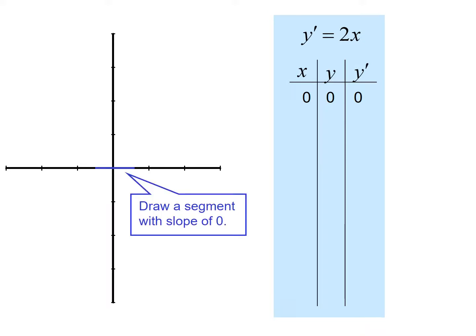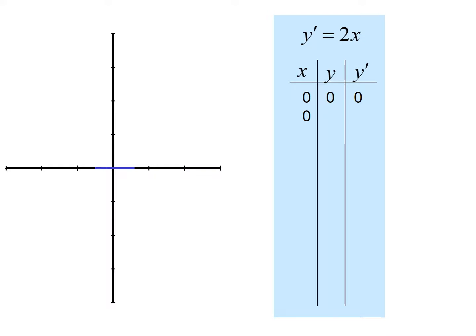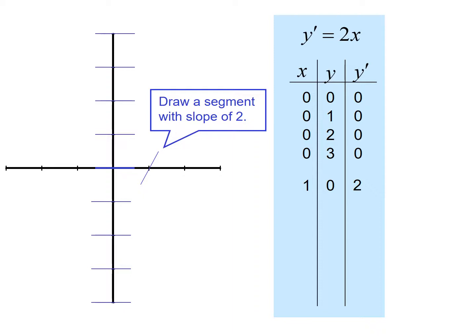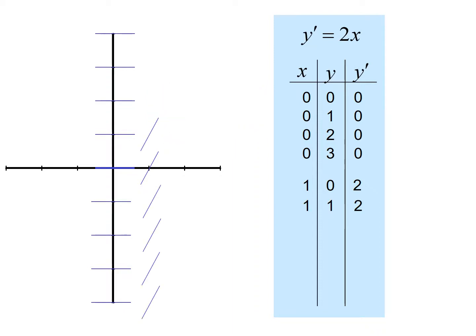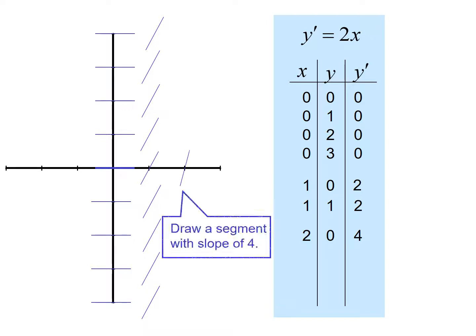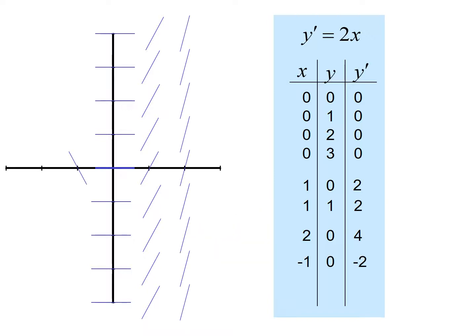So when x is 0 and y is 0, the slope is 0. When x is 0 and y is 1, the slope is still 0. And for any point where x is 0, the slope is 0. Now if x is 1 and y is 0, the slope would be 2. So we can put a little line segment with a slope of 2. And anywhere where x is 1, we get a slope of 2. If x is 2, the slope would be 4, and if x is negative 2, the slope is negative 4.